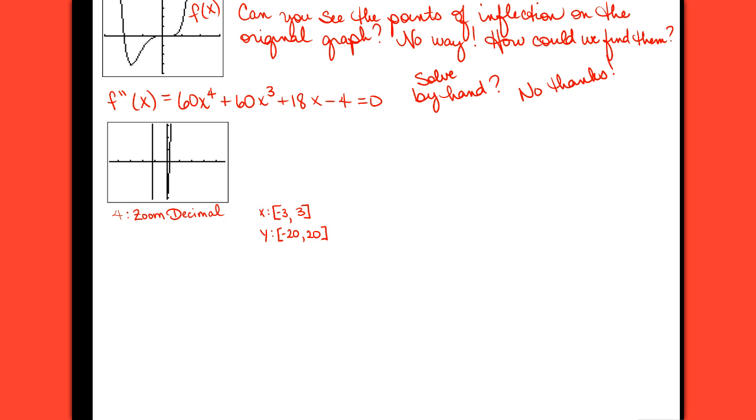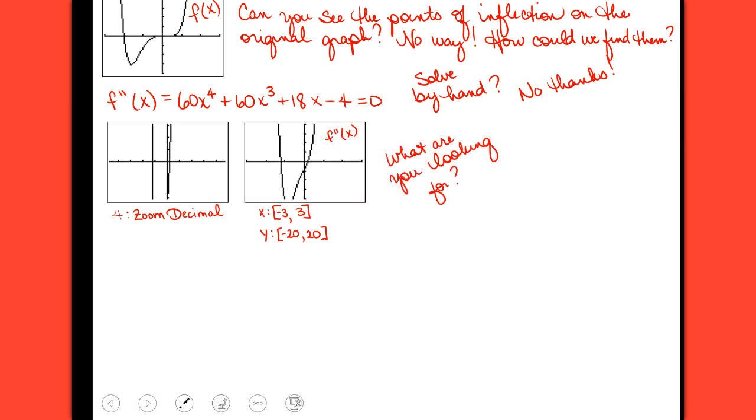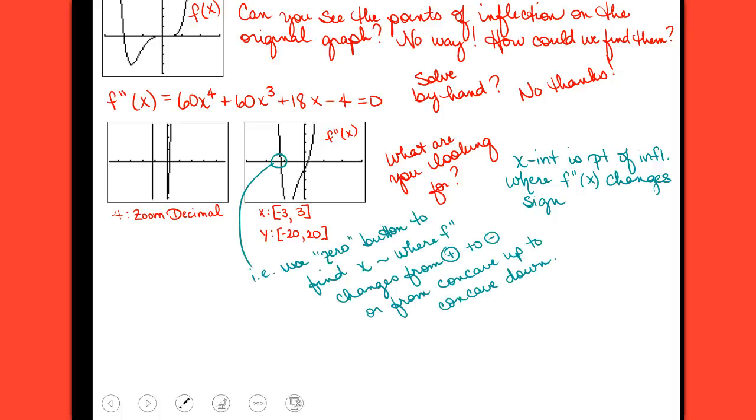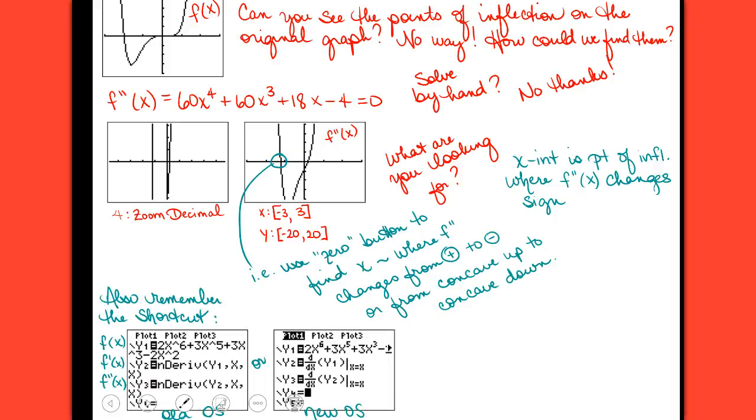And then, of course, I would repeat this process for the other point of inflection over on the other side. So just to review, once we graphed our second derivative, we reset the window and thought about what are we looking for. We're looking for the x-intercepts because those x-intercepts will be my points of inflection where my second derivative is changing sign. And so we use the 0 button to find where the second derivative changed from positive to negative so that we would know where it was changing from concave upward to concave downward and where I would have a point of inflection.